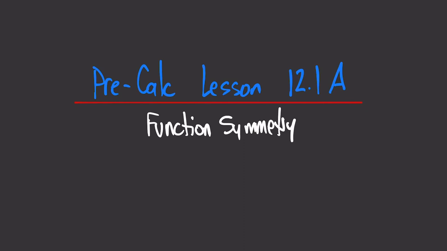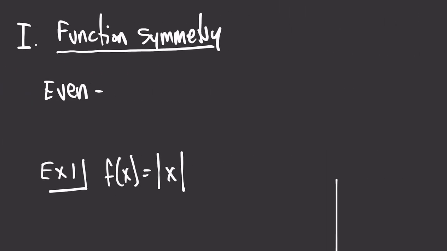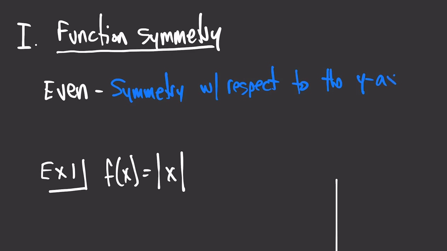We're going to start Unit 12 today on limits, and today's lesson in particular, 12.1, we're going to talk about function symmetry. And the first type of function symmetry we're going to talk about is even. So what makes a function even? Well, a function is even if it has symmetry with respect to the y-axis.